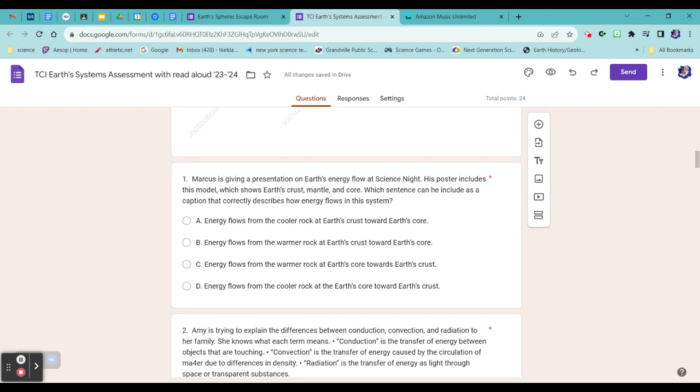A. Energy flows from the cooler rock at Earth's crust towards Earth's core. B. Energy flows from the warmer rock at Earth's crust and towards Earth's core. C. Energy flows from the warmer rock at Earth's core towards Earth's crust. D. Energy flows from the cooler rock at the Earth's core towards Earth's crust.